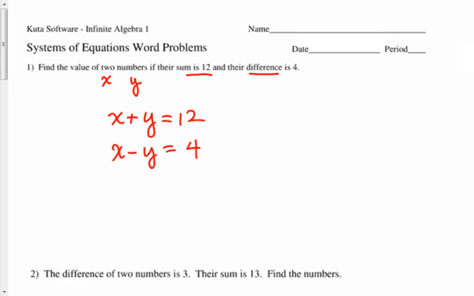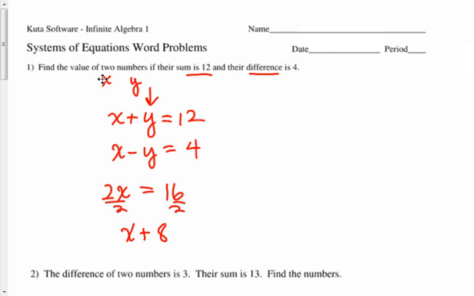Since we have y and the opposite of y, it makes sense to use elimination here. We can add the two equations together. So x plus x is 2x, y plus negative y is 0y, and 12 plus 4 is 16. Then we can divide by 2, and we get x equals 8.